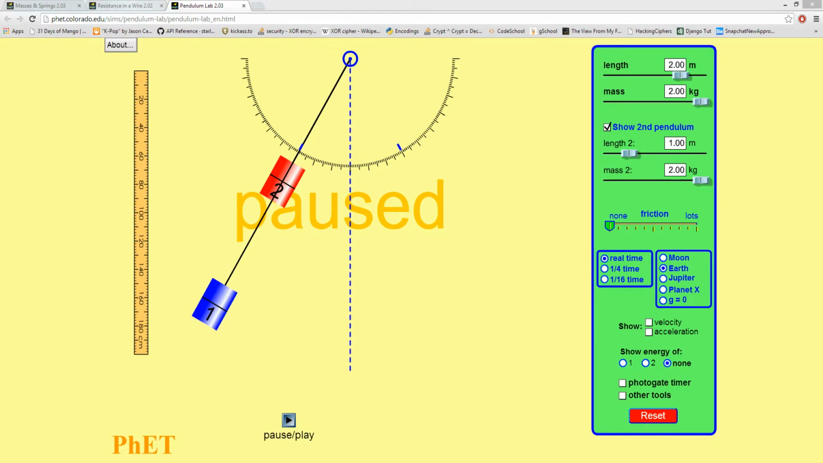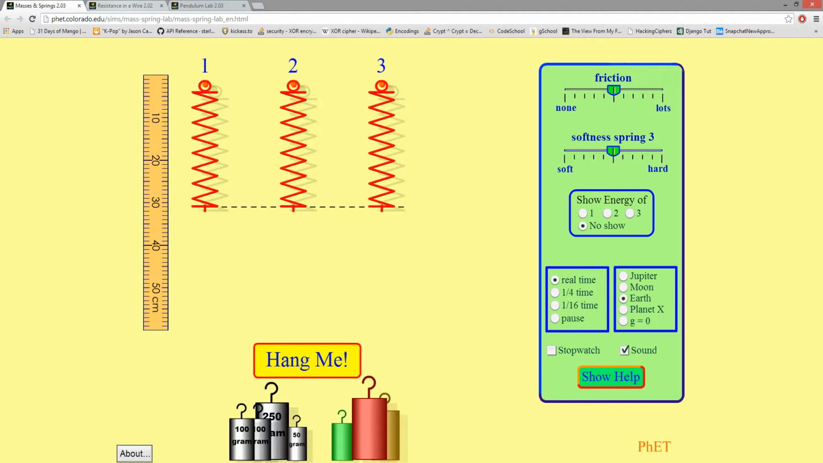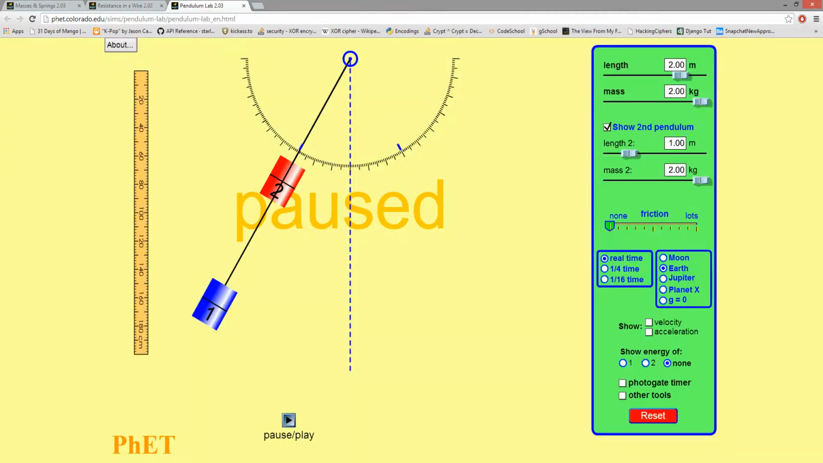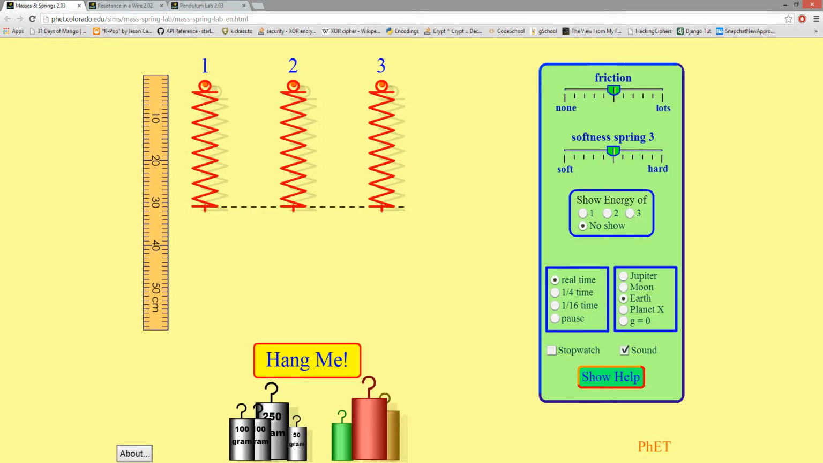Today we are going to be going through three PhET simulations: the masses and springs simulation, resistance in a wire simulation, and the pendulum lab. So we're going to start with the masses and springs one.